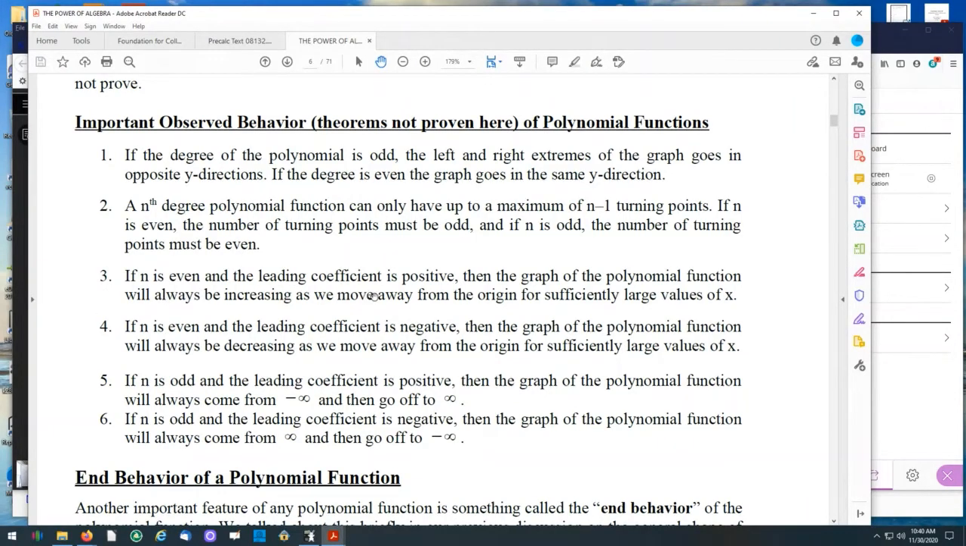And if n is even and the leading coefficient is positive, then the graph of the polynomial function will always be increasing as we move away from the origin for sufficiently large x. So as x goes to plus or minus infinity, everything's positive. If n is even and the leading coefficient is negative, then the graph of the polynomial function goes to minus infinity as x goes large. It's always decreasing. And if n is odd and the leading coefficient is positive, then the graph of the polynomial function will always come from minus infinity and go off to plus infinity. And similarly for the odd negative case, it goes from plus infinity to minus infinity.